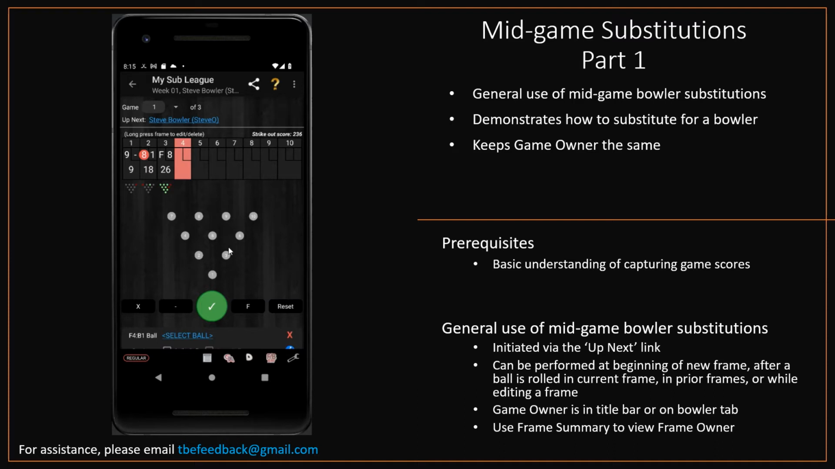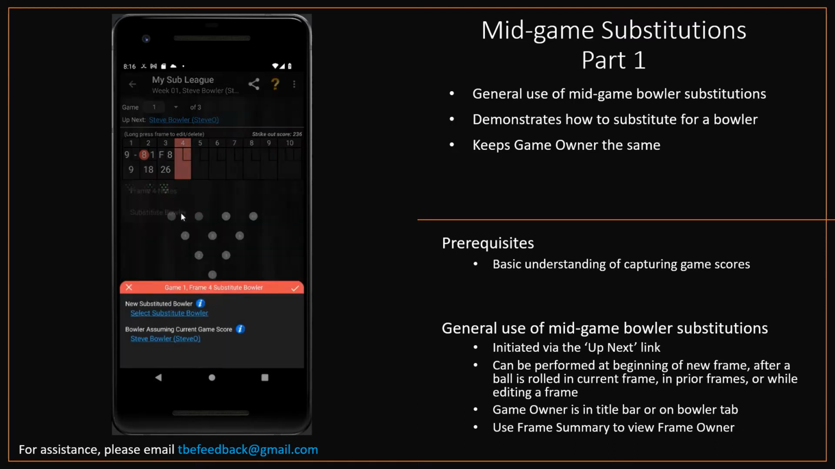To do so, you could do that in 2 ways. You can either click the up next bowler, which will be the most common way, or in the current frame, long press the frame and select substitute bowler, which I'll use for now. Click substitute bowler. Both options will open the same substitute bowler form. It's here where you'll select the bowler that will replace Steve. So click select substitute bowler, and what you'll see is a menu of available bowlers that can replace Steve.